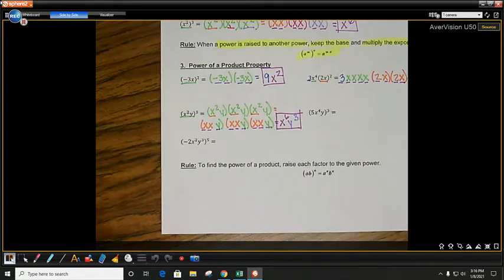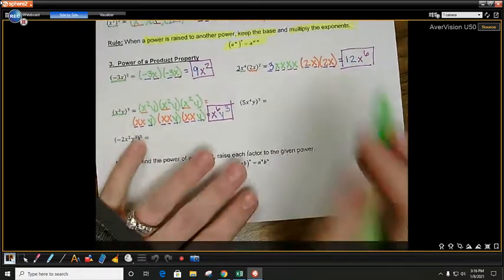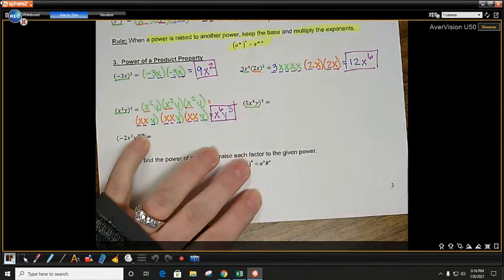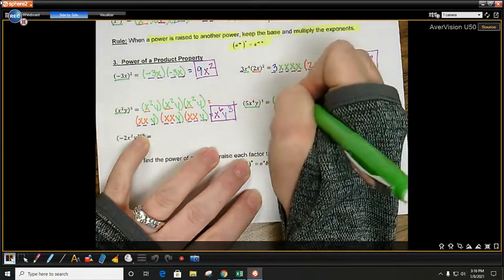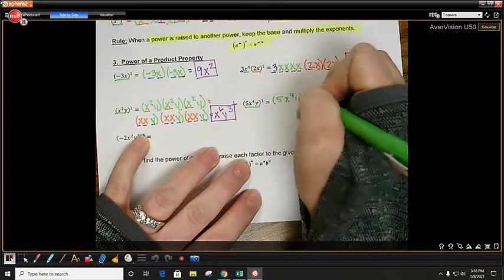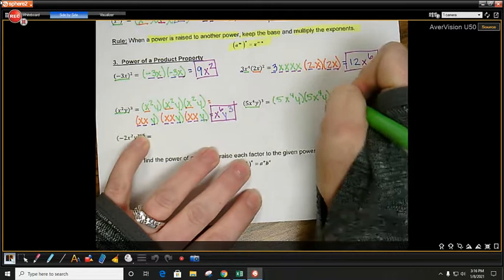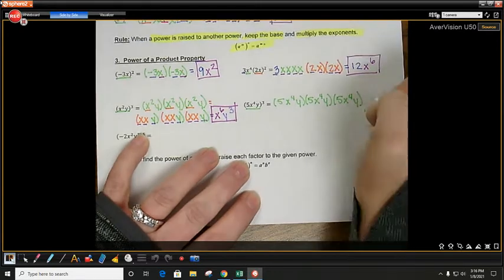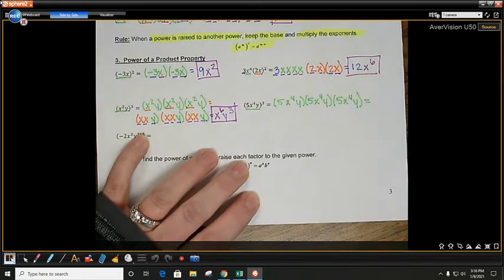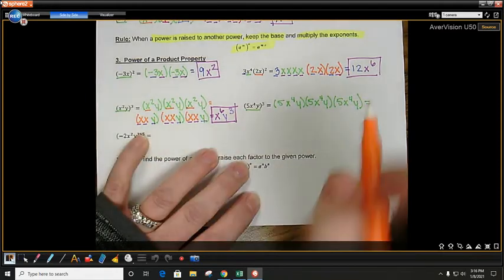And there's my answer. Okay, the next one, I have parentheses to the 3rd power. So I'm going to write my parentheses out 3 times. I'm not done expanding because I still have exponents. So I'm going to rewrite this.